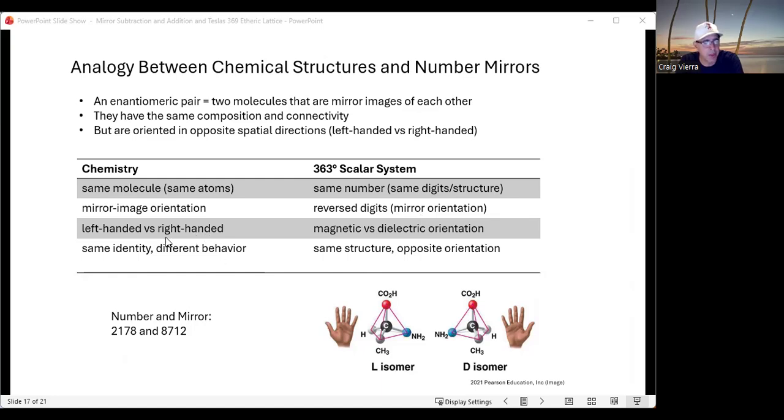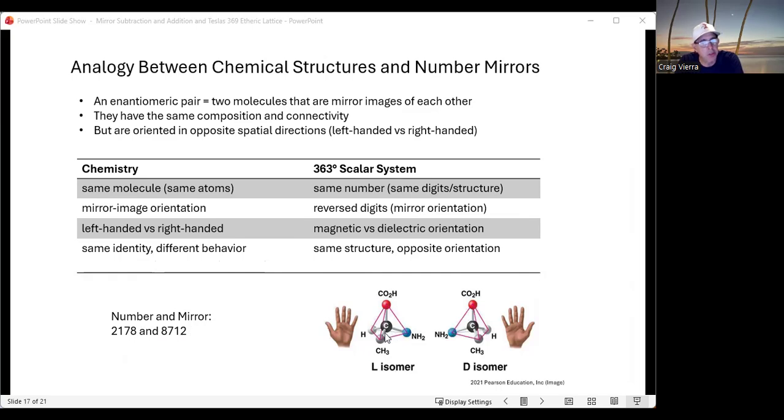In chemistry, you have left-handed and right-handed. In our system, magnetic versus dielectric orientation. In chemistry, they have the same identity but different behavior. And over here we have the same structure but opposite orientation. So this is just to show you when we're using numbers in the mirror. Here's 2178 and here's its mirror 8712. So this is the number and its mirror.